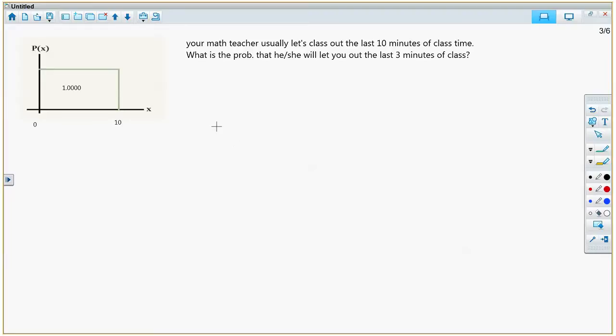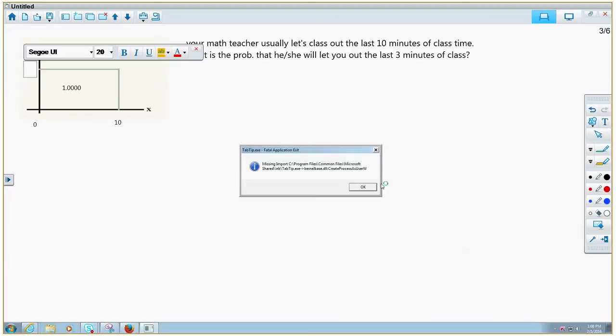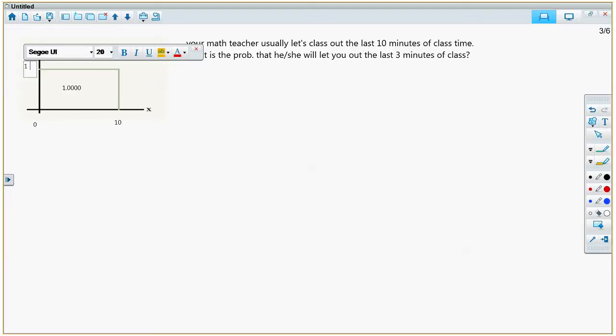So 1 is equal to 10h. So what is my height? 1/10. I can't get anything past y'all. Y'all so smart. I just can't talk very loud. That's all.